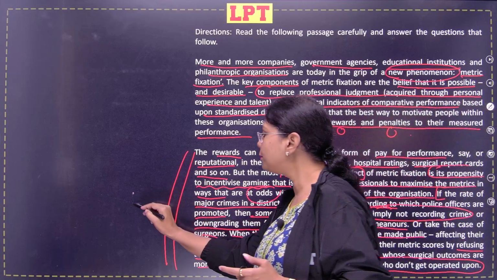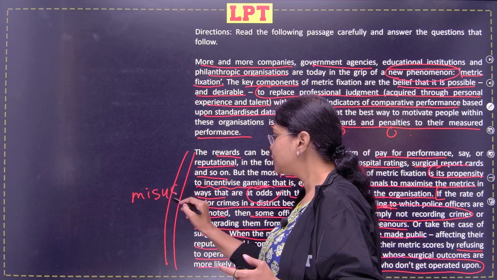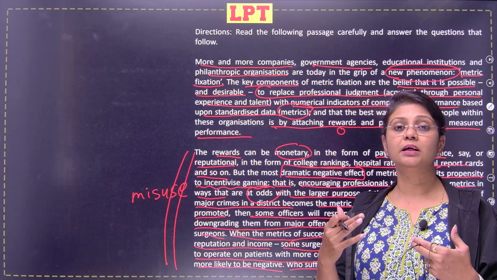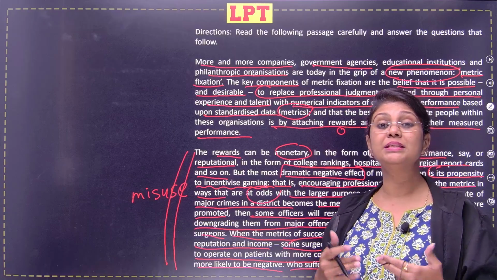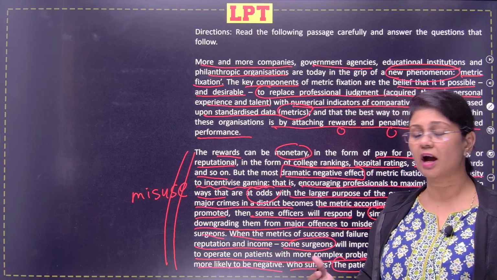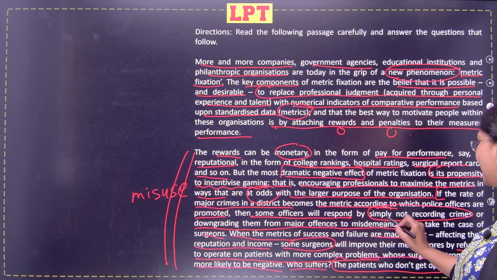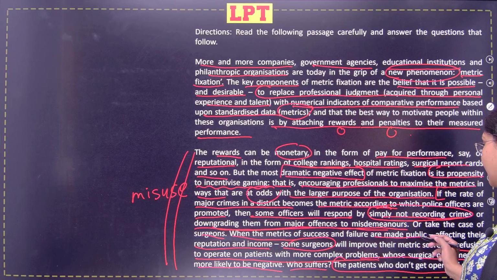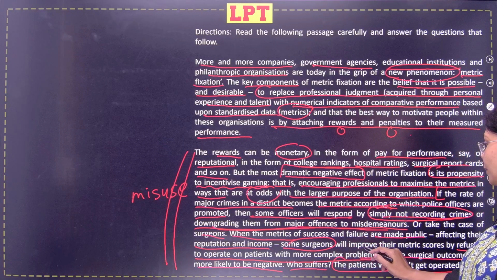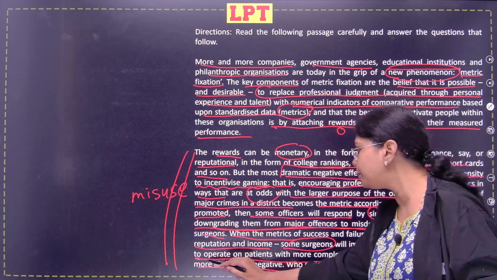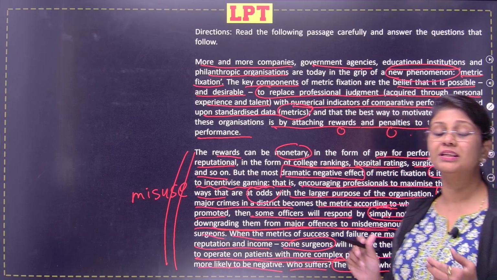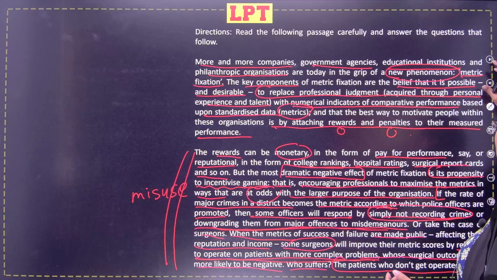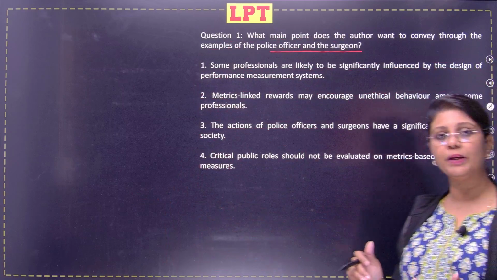This was more about misuse. So we were actually talking about the police officer and the surgeon to say that the metric fixation process can be misused if the stakes are high. So whether it is police officers not recording the crimes and downgrading them from major offences to misdemeanors, or it is the example of a surgeon who will improve their metric scores by refusing to operate on patients with more complex problems. So this was the misuse that can be done with respect to the metric fixation. Let us have a look at the options here and evaluate these choices.